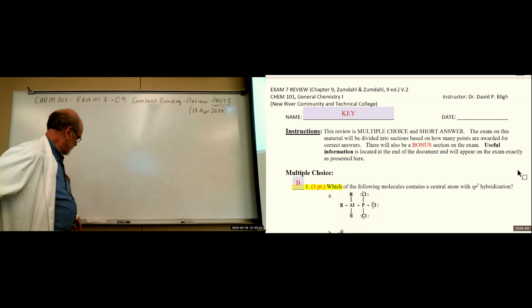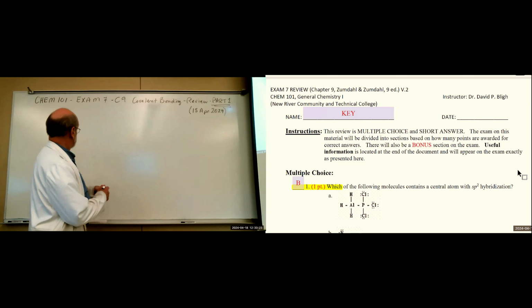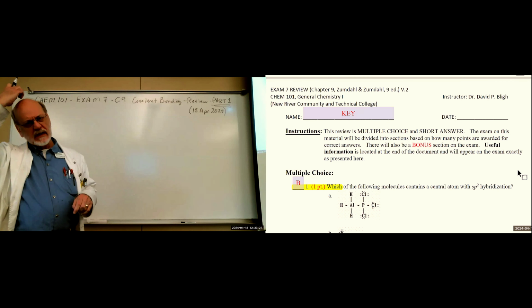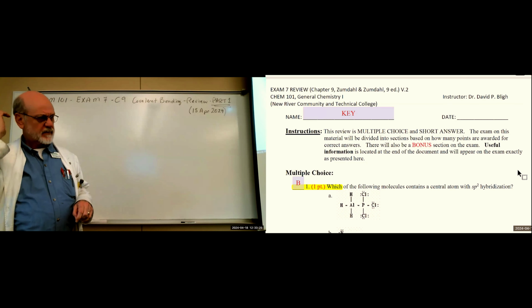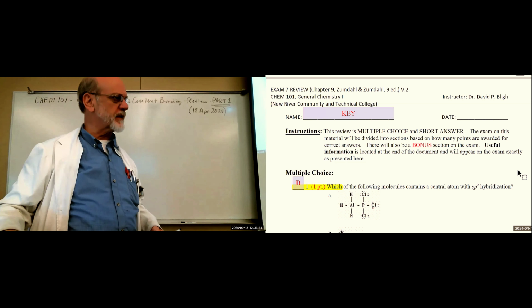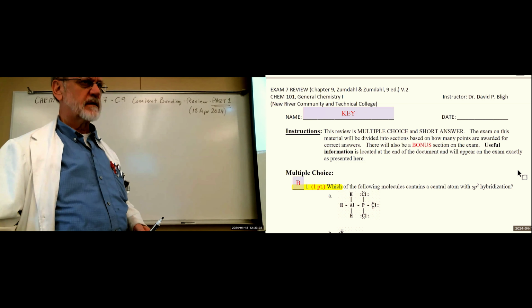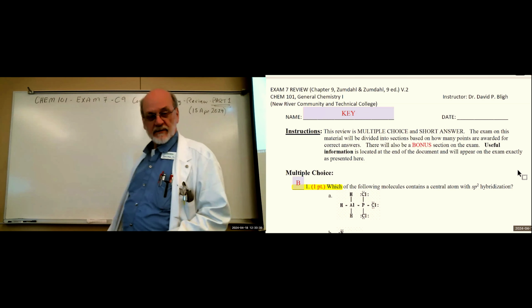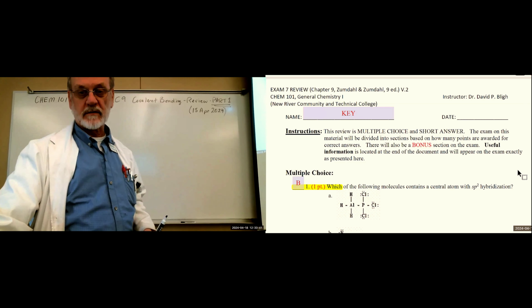All right, we're going to review for exam 7 on chapter 9. And I'm working from version 2. I think that's the one I gave you, wasn't it? Version 2. Yeah, version 2. Good. We're working from the same, singing from the same hymnal.